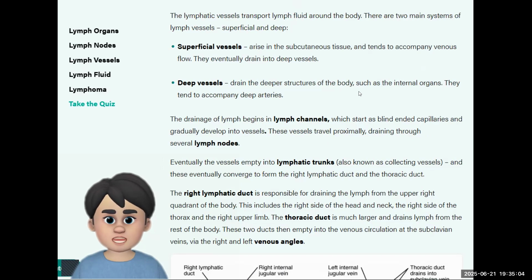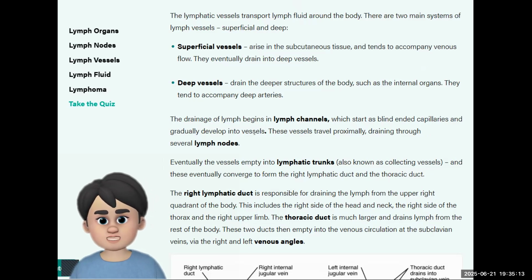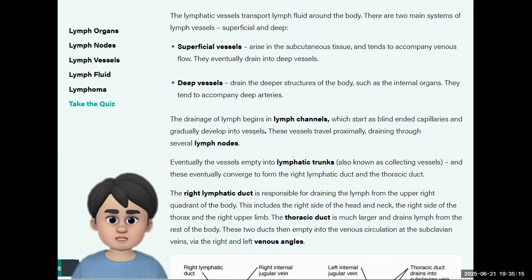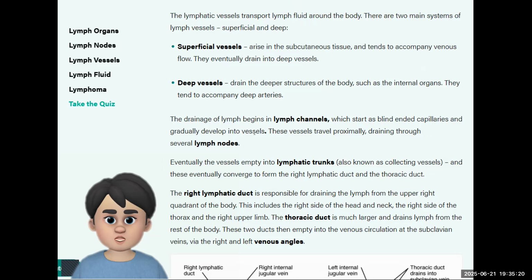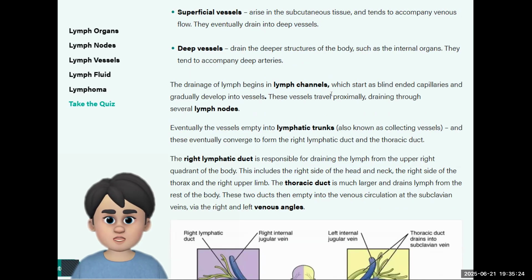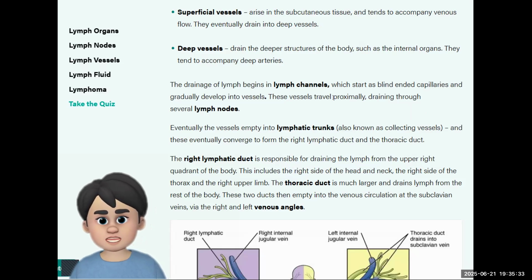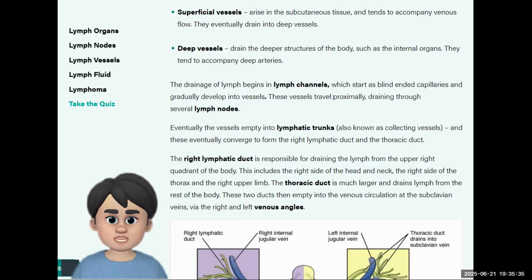Drainage into lymph channels which start as blind ended capillaries and gradually develop into vessels. Blind ended කියන එක මම කිව්වා. පටන් ගන්න abruptly පටන් ගන්නවා. These vessels travel proximally and drain through several lymph nodes. Eventually the vessels empty into lymphatic trunks, also known as collecting vessels. And these eventually converge to form the right lymphatic duct and the thoracic duct.